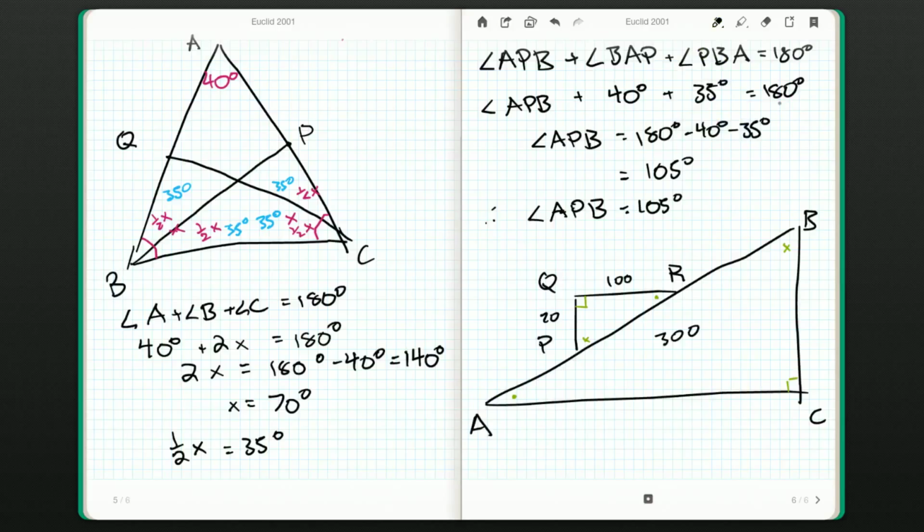Okay, so how would we show that? Well, one thing we can do is extend some lines here.